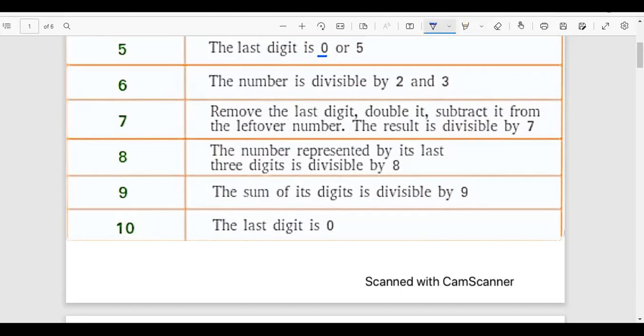So let's take an example. For example, I have 36. Now this 36 would be divisible by 6 if it is divisible by both 2 and 3. So I know that the last digit is an even number. It is divisible by 2. I know that the sum of these two numbers is 9. So this is divisible by 3. Since 36 is divisible by both 2 and 3, it means that it is divisible by 6, right?